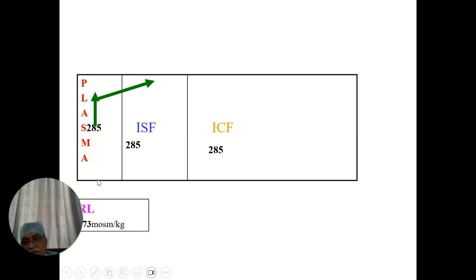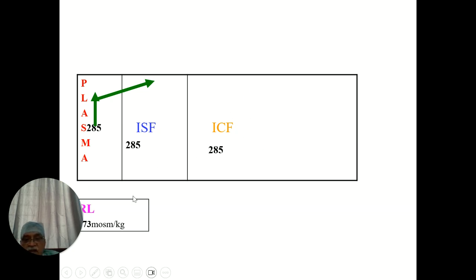Since it is slightly hypotonic, a small amount of excess water can easily cross the cell membrane and enter inside the cells. As a result, cells will swell. So especially in neurosurgery cases and head injury cases, this can be problematic. 5% dextrose we cannot give. Ringer's lactate also is problematic. So we try to use normal saline in those cases.